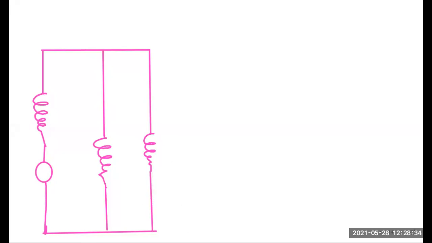So this is your X1. This is your ER. This is your X2. This is X0. And currents are, this is your I1. This is I2. And this is your I0. Voltages you can calculate. So now we are going to calculate I1, I2, and I0. Yes or no? We are going to calculate the value of I1, I2, and I0.